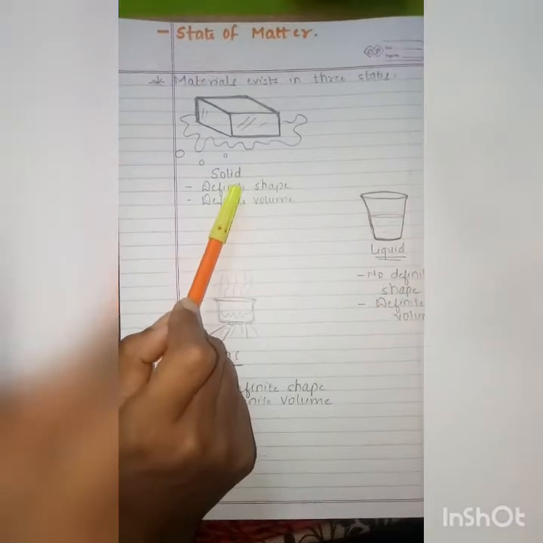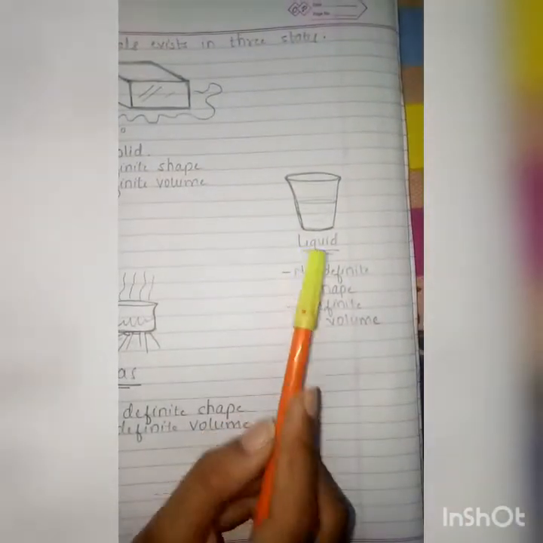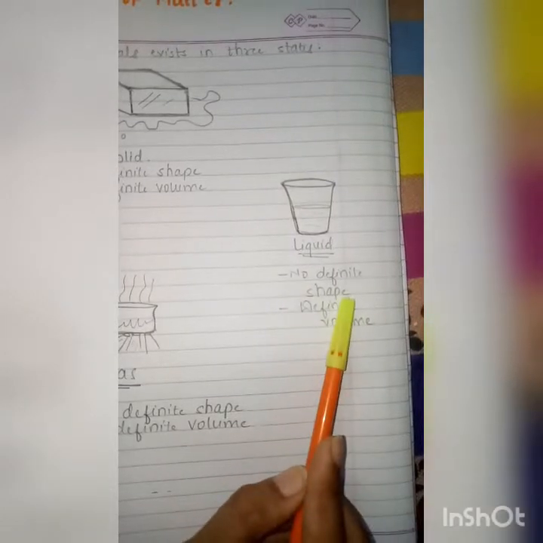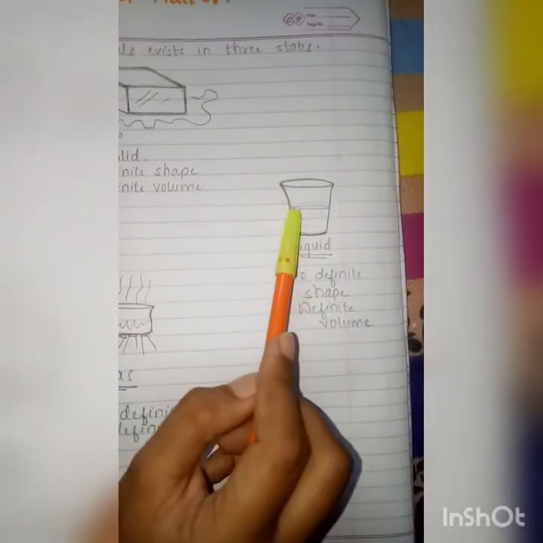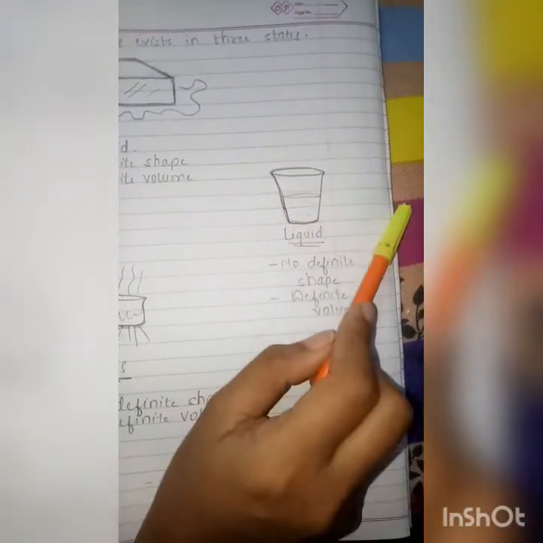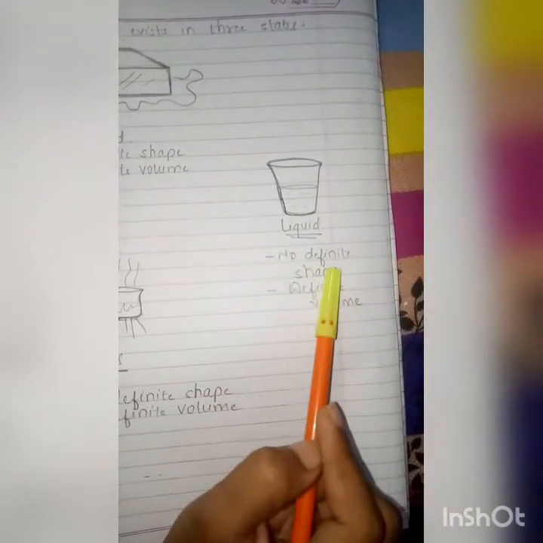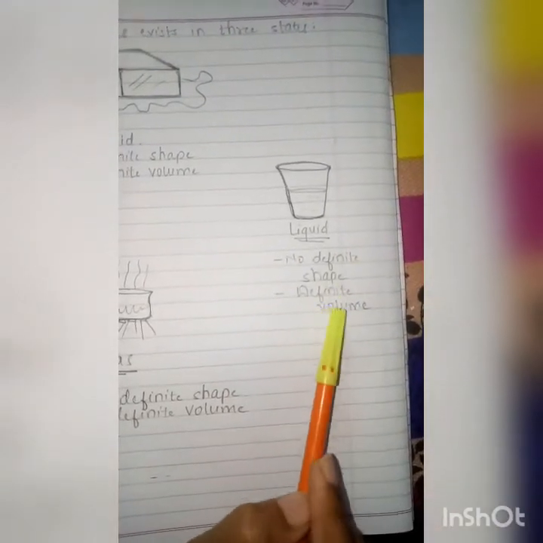Okay, so a solid has a definite shape and a definite volume. Now a liquid has no definite shape. Meaning, if I transfer this water from a glass to a bucket, it will take the shape of the bucket. So a liquid does not have a definite shape, but it has a definite volume.